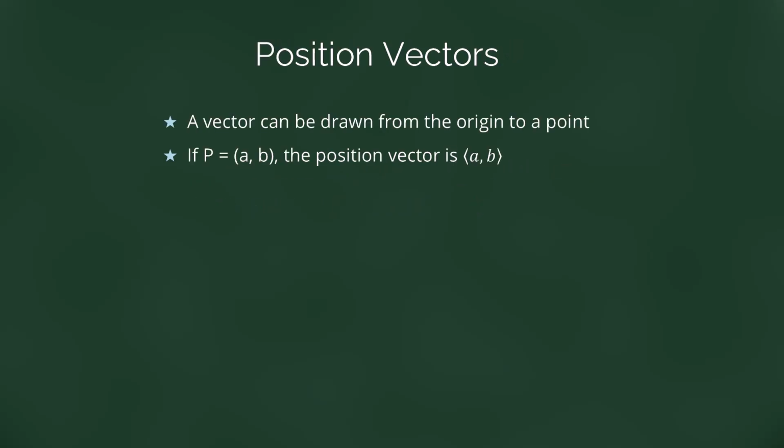A particularly important kind of vector is something called the position vector. A position vector is one that's positioned with its beginning at the origin and its ending at some point P. If our vector starts at the point P equals (A, B), then we write the vector using the bracket notation as the vector ⟨A, B⟩.